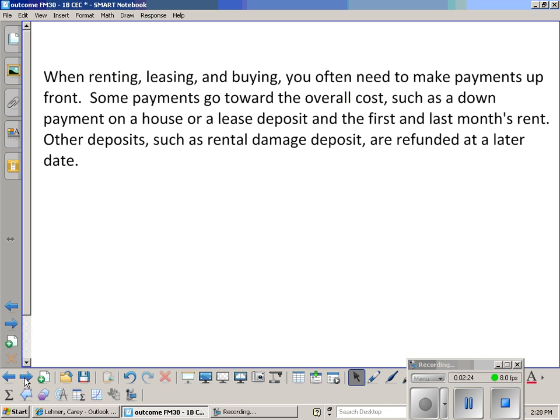When renting, leasing, and buying, you often need to make payments up front. Some payments go toward the overall cost, such as a down payment on a house or a lease deposit, and the first and last month's rent. Other deposits, such as rental damage deposit, are refunded at a later date.